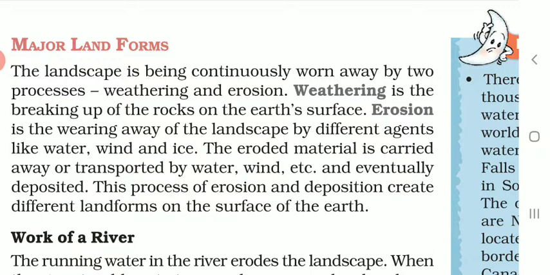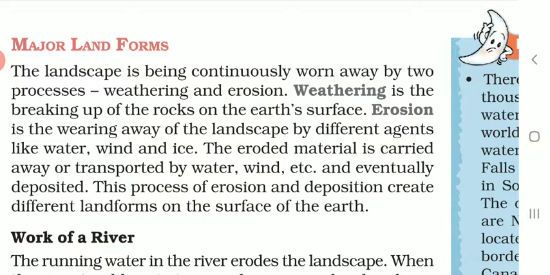And what is erosion basically? Erosion is the wearing away of the landscape by different agents. What kind of agents are these? Like water, wind, and ice. When these three agents, water, wind, and ice, are acting upon different landforms or different parts of the land, these lands are getting worn or eroded, and this eroded material is then carried away or transported by the water, wind, etc., and eventually it gets deposited in some other place.